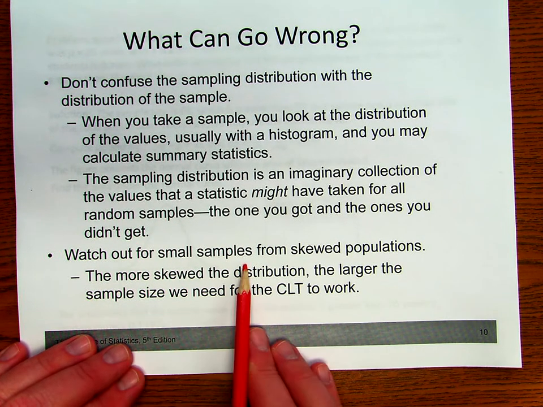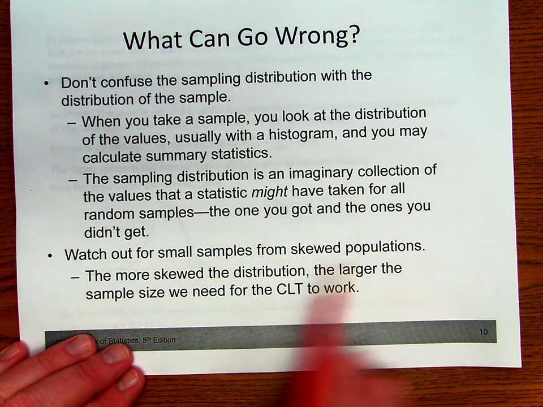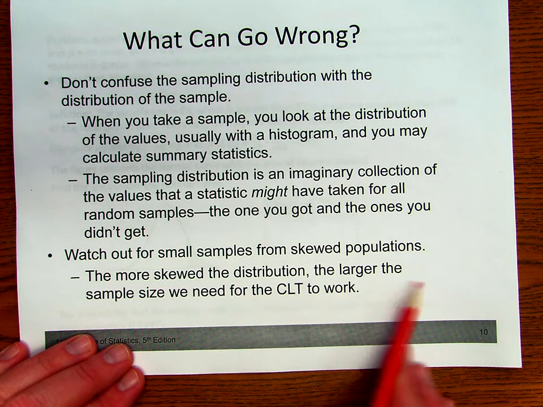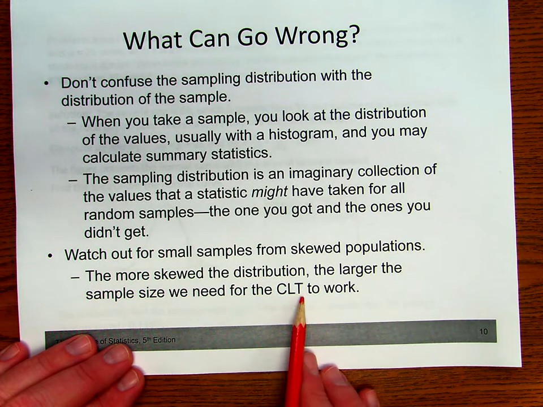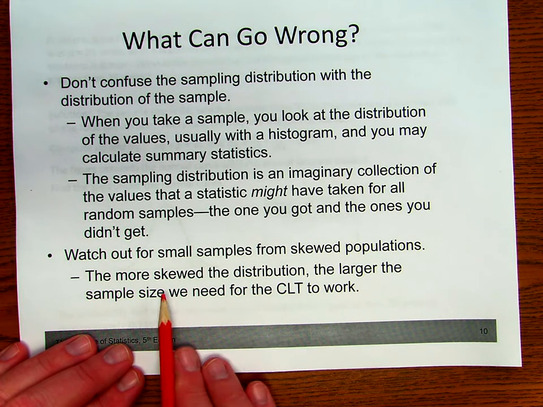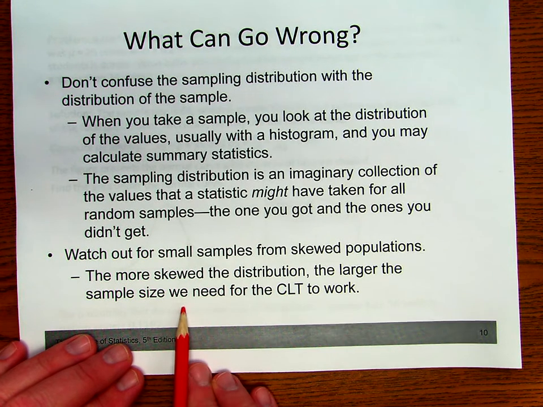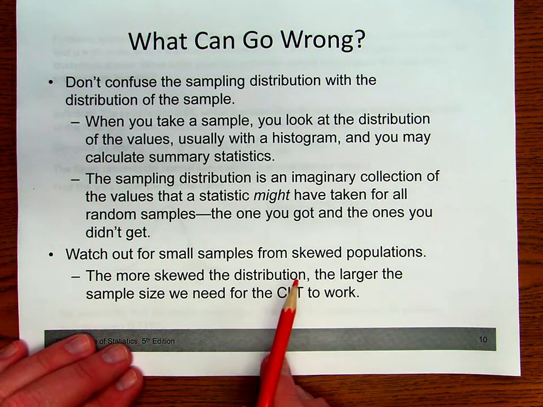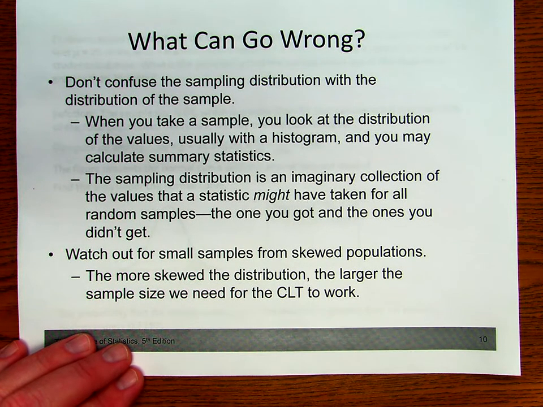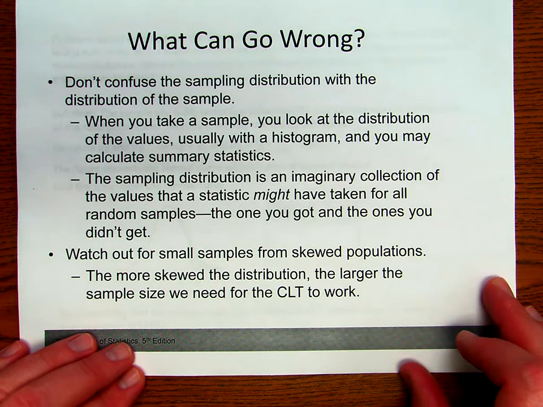We need to watch out for small samples from skewed populations. The more skewed the distribution, the larger the sample size we need for the CLT to work. It doesn't necessarily have to be skewed, it's just non-normal. The more non-normal the population distribution is, the larger the sample size we need in order to get that approximately normal shape. And again, we're going to use 30 as the universal, regardless of other things that may be going on. A sample size of 30 is considered good enough for what we do.